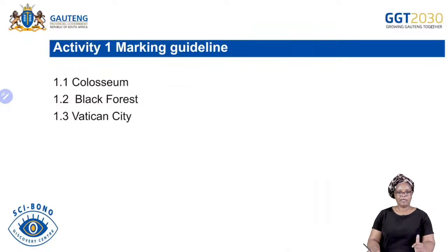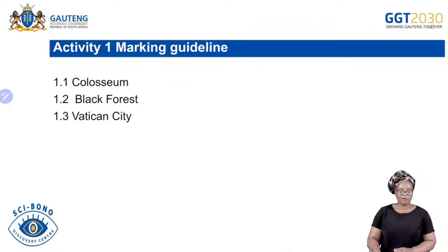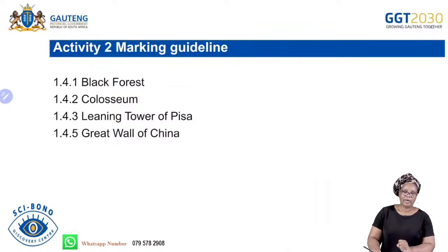So here is the marking guideline. I'm sure you have this. This is what you talked about: the Colosseum, the Black Forest, and the Vatican City. Only 3. But you as the learner, you need to do all the icons. Look at this. We have the pictures, and here is your marking guideline. I've already told you about the Black Forest, the Colosseum, the Leaning Tower of Pisa, and the Great Wall of China.